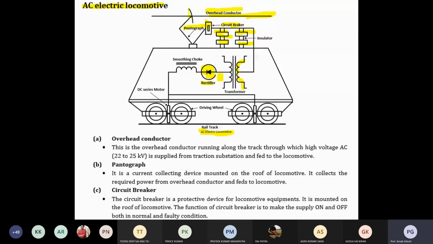Then a smoothing choke, or smoothing reactor, is there. It is a pulsating DC, so it should be made constant, minimizing the ripple. For minimization of the ripple, you use the smoothing choke or the smoothing reactor. Then you can directly feed the DC series motor.